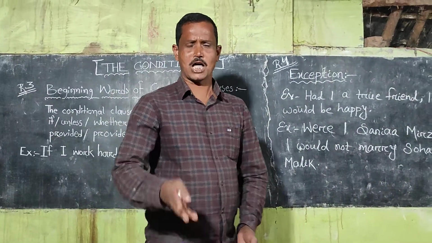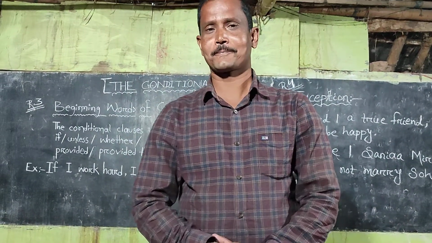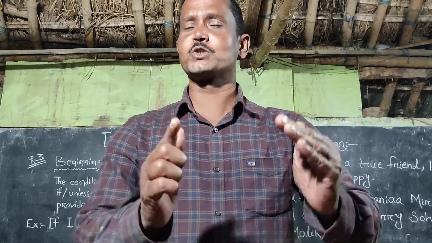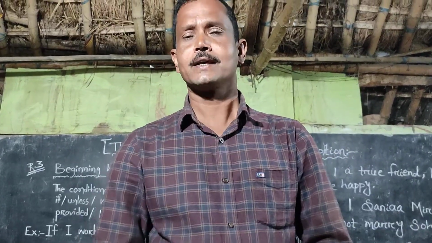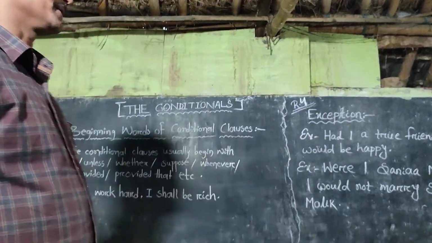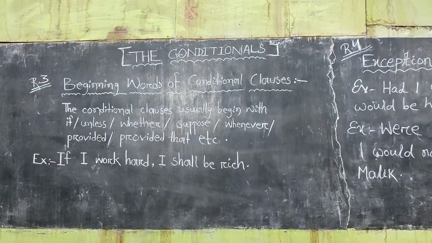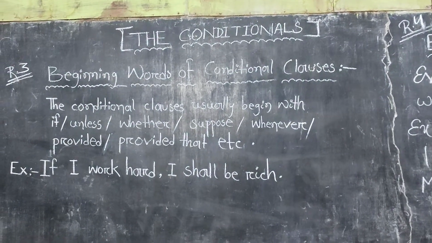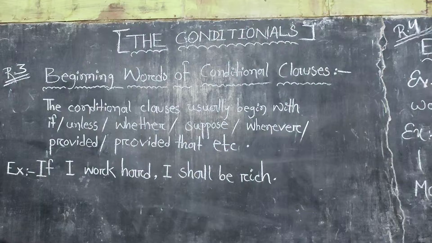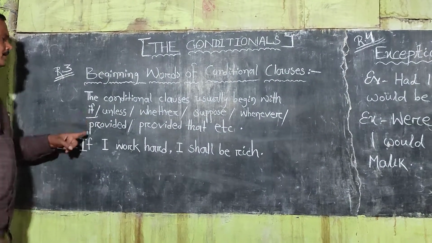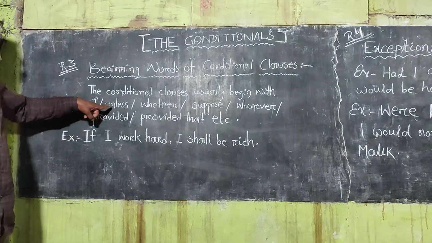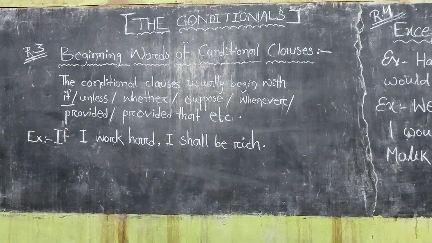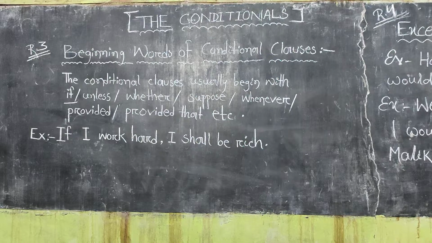The question arises how to identify conditional clauses. To identify them, at first we have to know the beginning words. The conditional clauses usually begin with if, unless, whether, suppose, whenever, provided that, etc. If you find at the beginning there is if, unless, whether, suppose, whenever, or provided that, such clauses are known as conditional clauses.